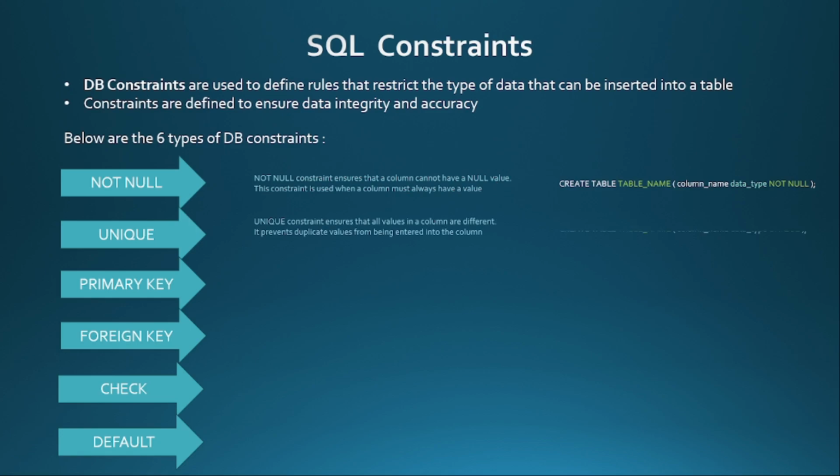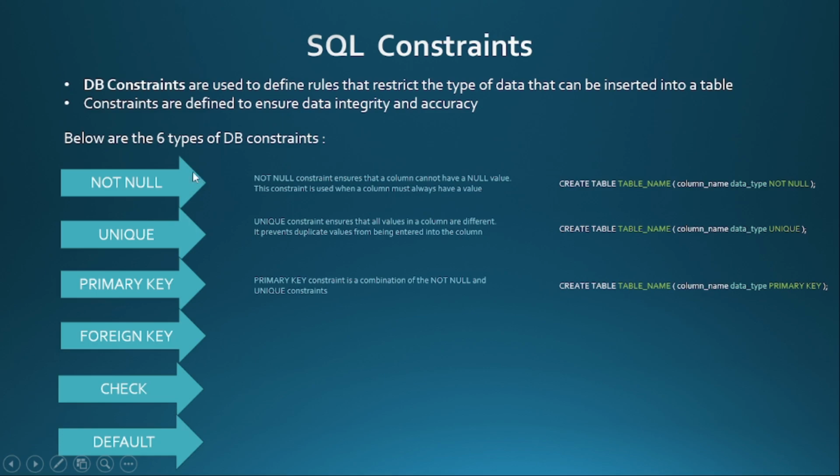Unique constraint. The syntax for unique constraint is create table, table name, column, data type, unique. This particular column will accept only unique values. Also, it will accept null values. The third constraint, primary key constraint, is a combination of not null as well as unique constraint. The syntax is create table, table name, column, data type, primary key.